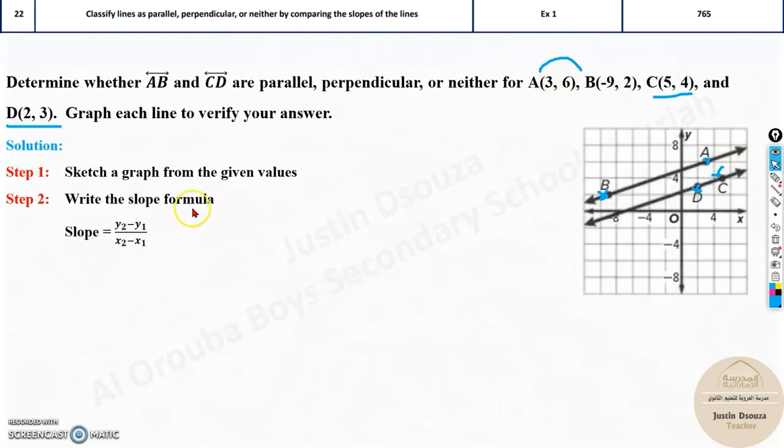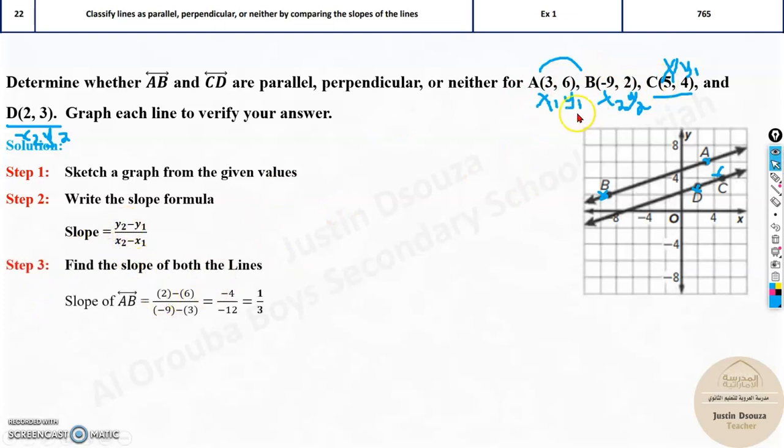So if you're finding the slope of, say, this line AB, you need to consider this as x1, y1, x2, y2. This is very important. Then again, x1, y1, x2, y2. This would be the next one. So what do we do? Substitute them. Substitute in the sense, put over here, y2 is 2. Over here, just substitute in the formula: 2 minus y1 is 6 divided by -9 minus 3. Put it in the calculator, you'll get the answer, or you can just solve it manually. It's 1/3, 1 by 3.